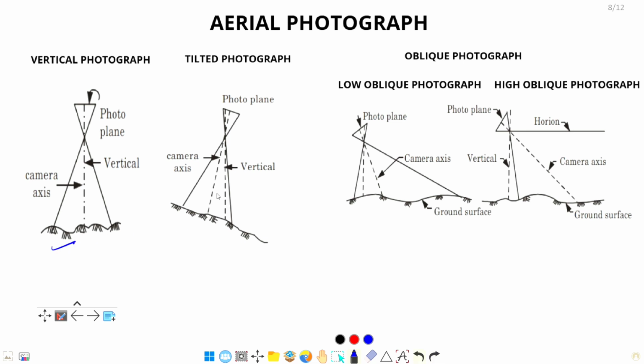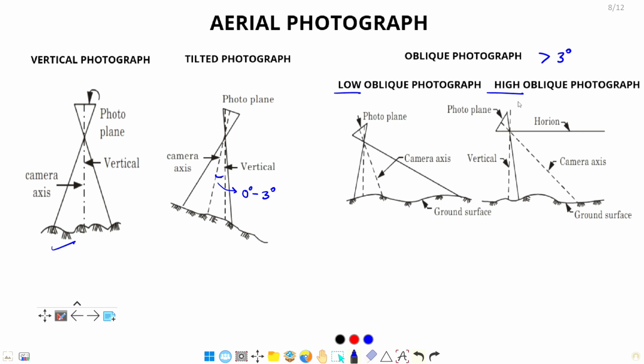If there is some angle between the camera axis and the vertical axis of the ground, then it is called a tilted photograph, and this angle has a limit from 0 degree to 3 degree, maximum 3 degree and minimum a little more than 0. If 0 degree, it becomes a vertical photograph, and up to 3 degree it is a tilted photograph. But if tilting is more than 3 degree, then it comes under the category of oblique photograph. And again in oblique photograph there are two subtypes, low oblique and high oblique photograph. Let's understand how these two are categorized.